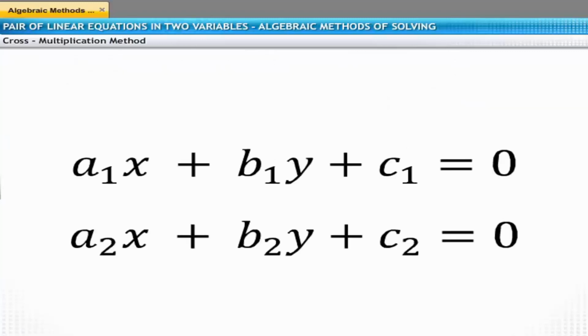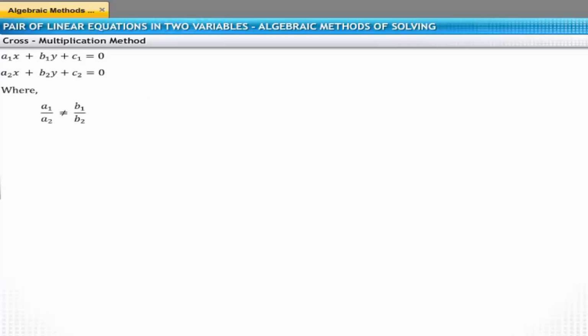We will now discuss the third method of solving a pair of linear equations, the cross-multiplication method. Let's consider the general form of a pair of linear equations. a1x plus b1y plus c1 is equal to 0. And a2x plus b2y plus c2 is equal to 0. Recall that when a1 divided by a2 is not equal to b1 divided by b2, the pair of linear equations will have a unique solution.